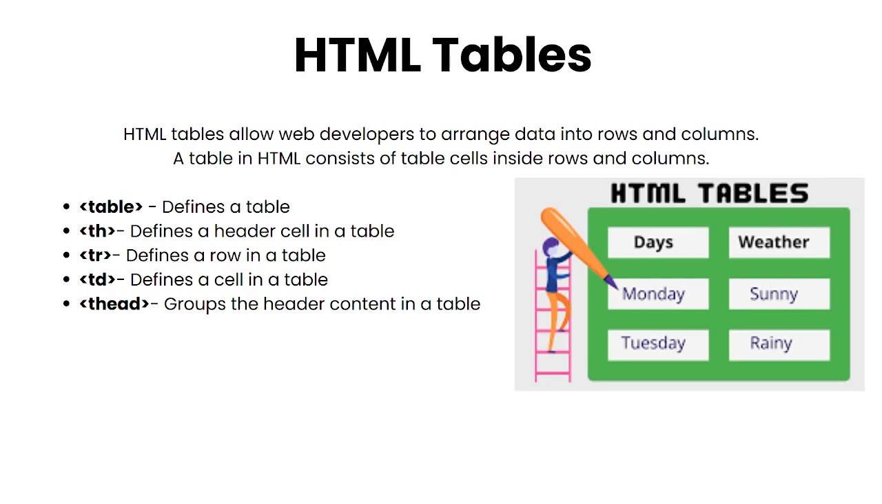Let's dive right in. We're going to be looking at tables. HTML tables allow web developers to arrange data into rows and columns. A table in HTML consists of table cells inside rows and columns.